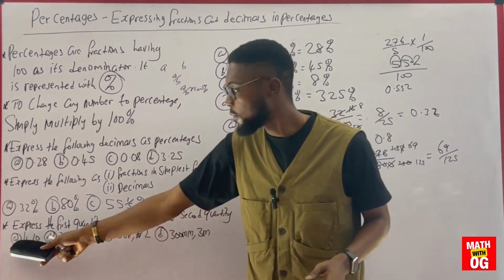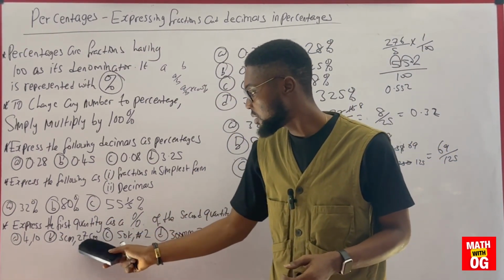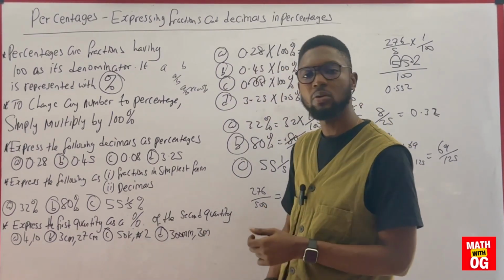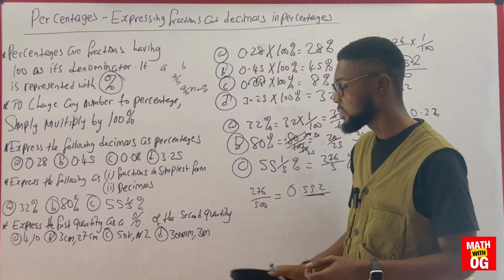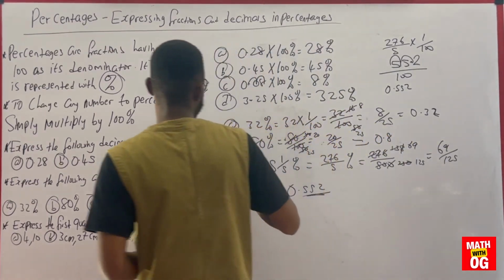So this is simply 4 over 10 times 100%. This over this times 100%. This over this times 100%. And this over this times 100%.